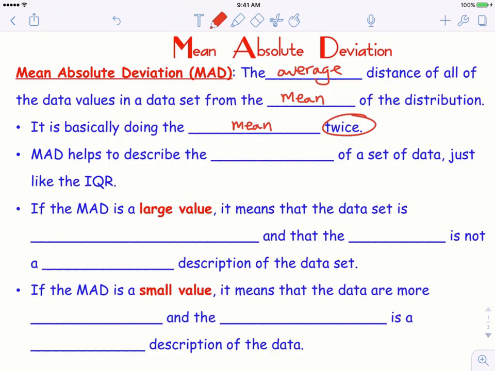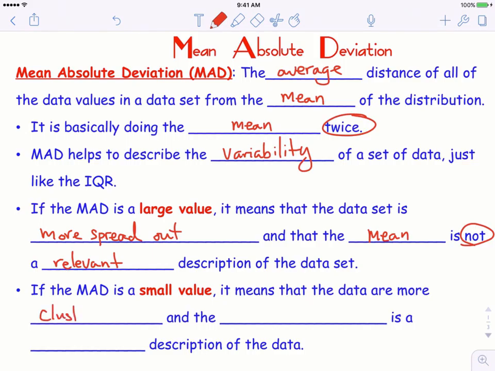Now the MAD helps to describe the variability of a dataset, just like the IQR. If the MAD is a large value, it means that the dataset is more spread out and that the mean is not a relevant description of the dataset. If the MAD is a small value, it means that the data points are more clustered together and the mean is a relevant description of the dataset.